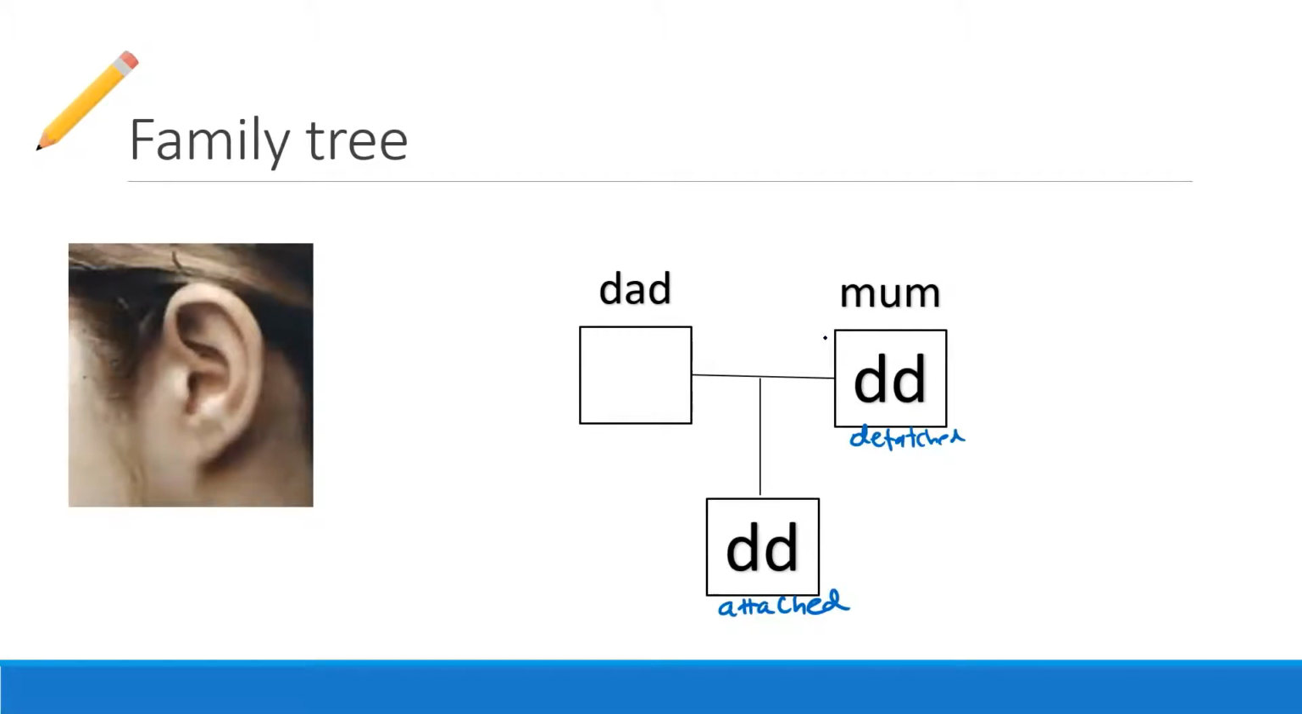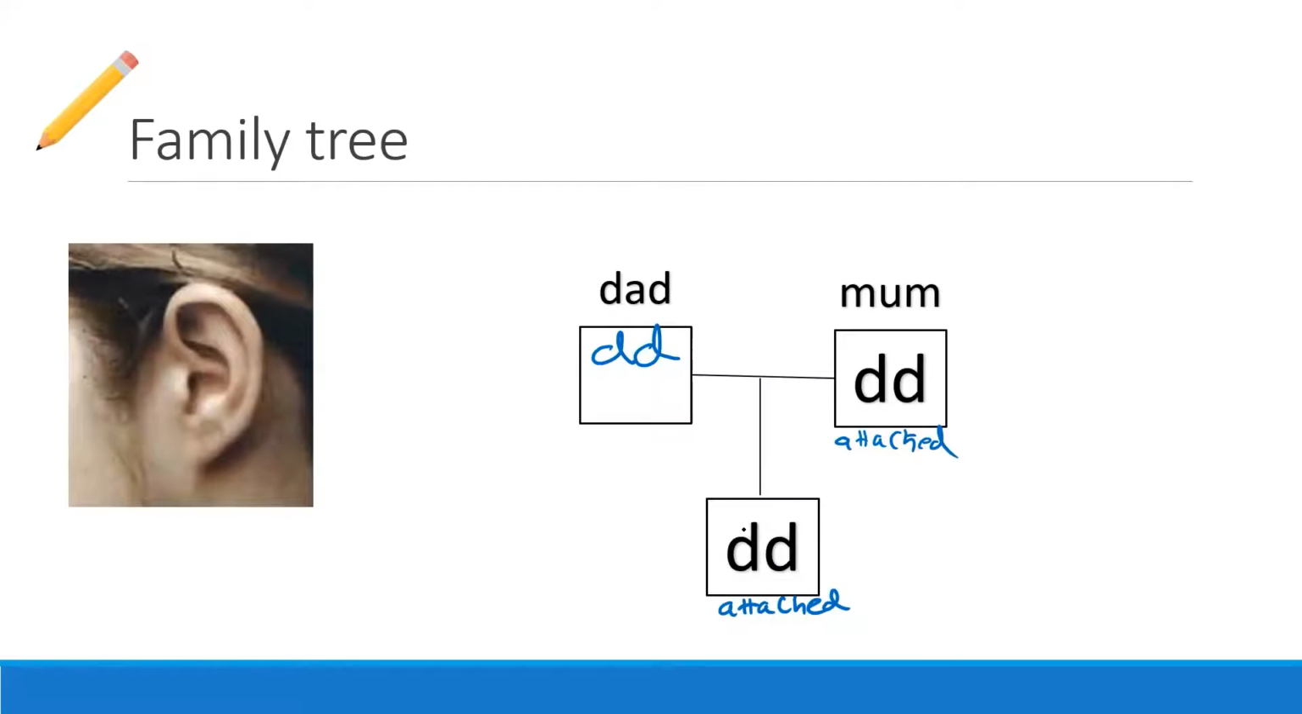Wait, so I thought having 2 Ds would mean that it's attached. Yeah, you are right. It means the dad has an attached earlobe. So do you think, okay, if the dad has an attached earlobe, then it has to be this? Yeah, lowercase d's. So because it gets one lowercase d from dad, one lowercase d from mum to get both lowercase d's.